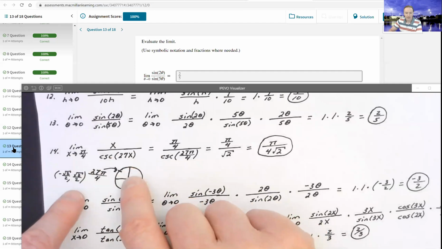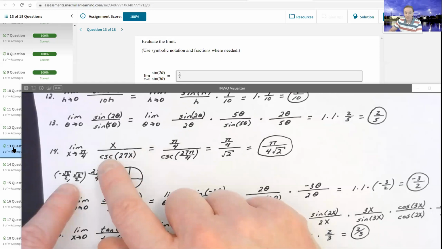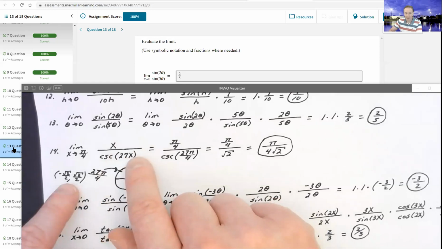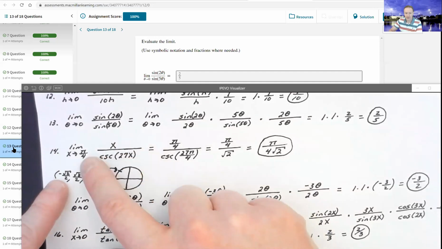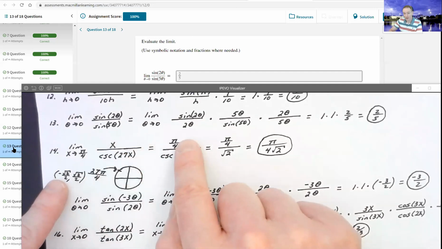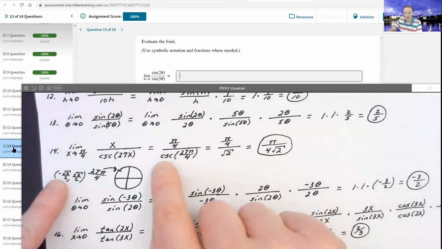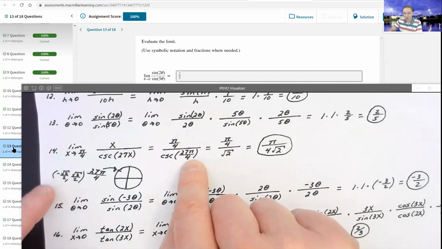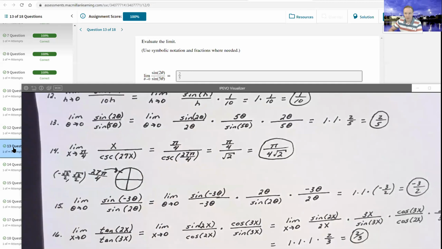I went ahead and showed this here. We have the x over the cosecant of 27x. So whenever I'm trying to plug that in, I can say, well, if x is approaching pi over 4, my numerator becomes pi over 4 when I take the limit. My denominator is the cosecant of 27 pi over 4. Now, when I thought about that, I just said, well, okay, 4 is going to go into 27 6 times, and it would leave me 3 pi over 4.